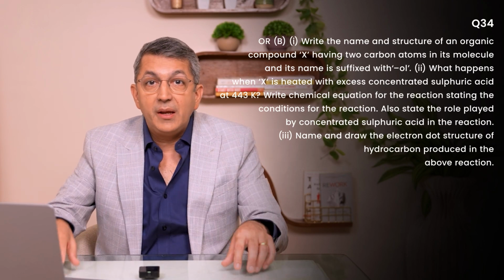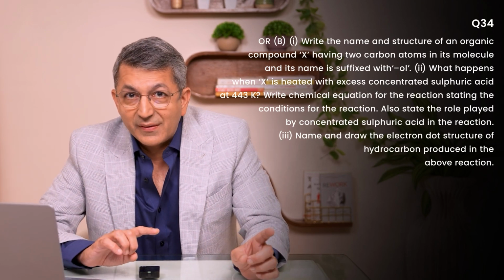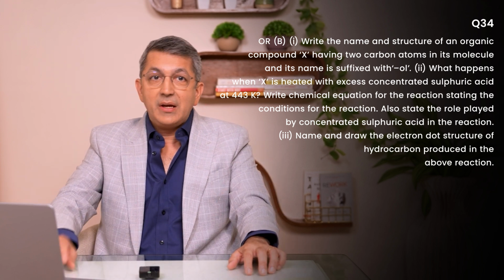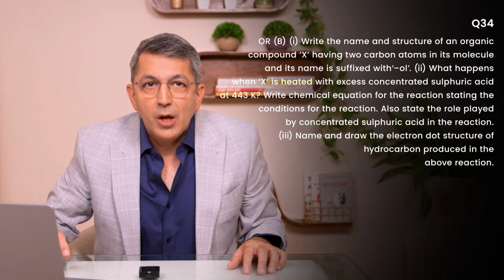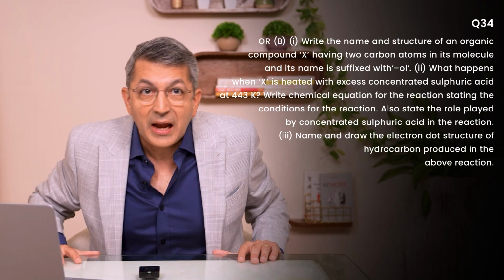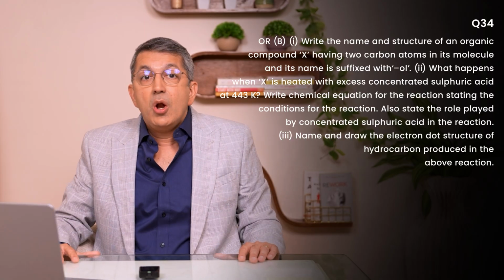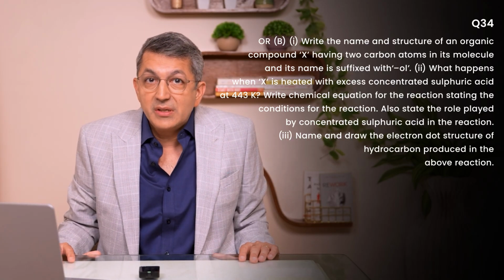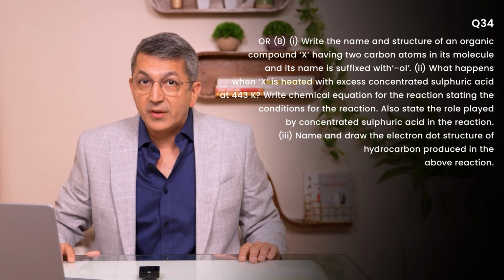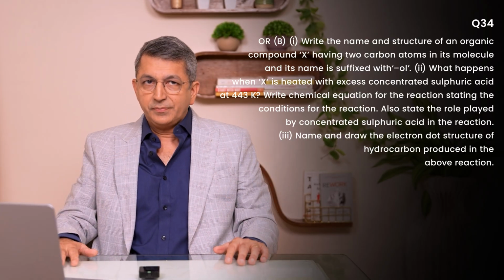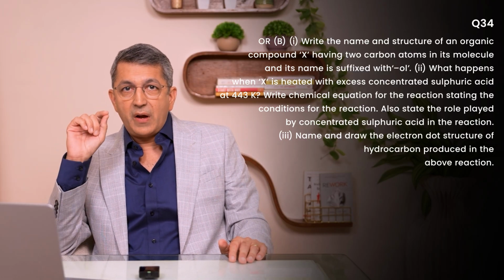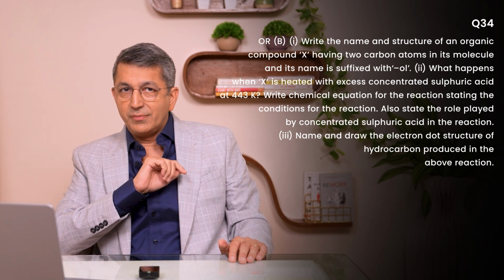Or B. 1. Write the name and structure of an organic compound X having two carbon atoms in its molecule and its name is suffixed with -OL. 2. What happens when X is heated with excess concentrated sulfuric acid at 443 K? Write the chemical equation for the reaction stating conditions for the reaction. Also, state the role played by concentrated sulfuric acid in the reaction. 3. Name and draw the electron dot structure of the hydrocarbon produced in the above reaction.